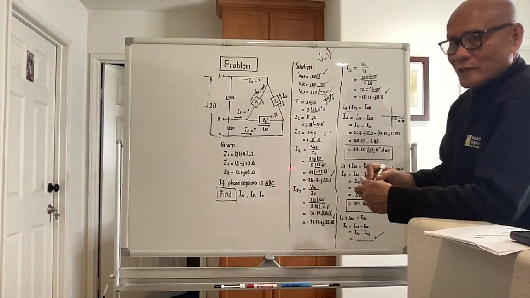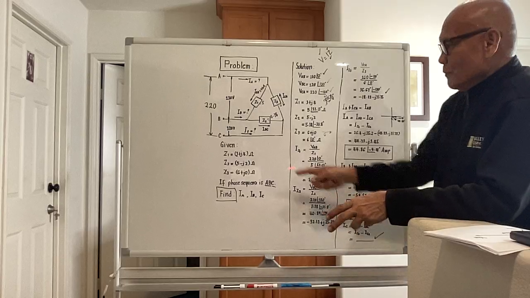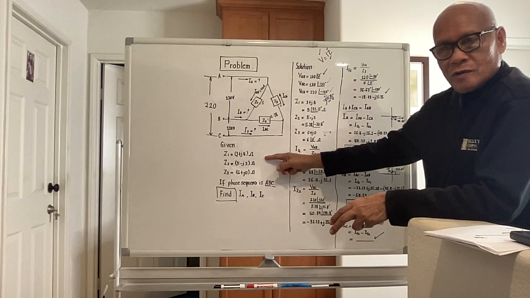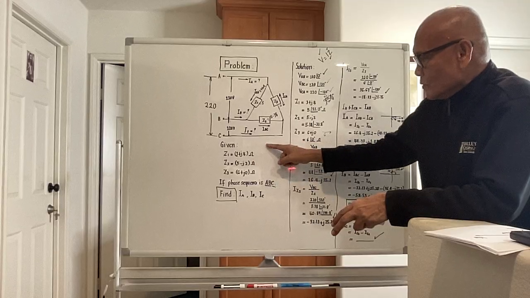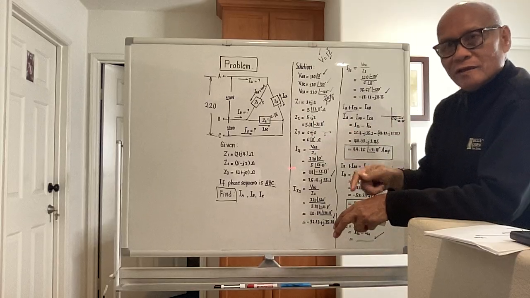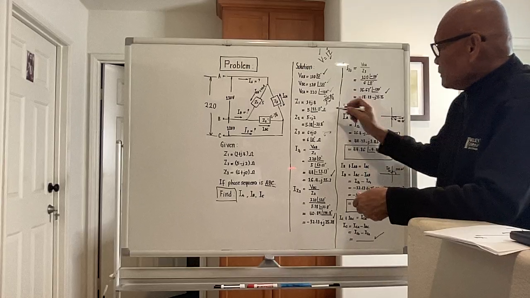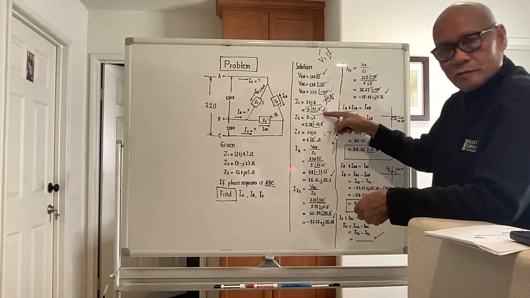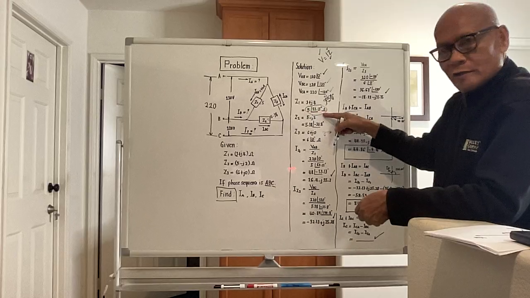But to compute the current, we must change the form of the impedances because the impedances are actually in rectangular form. So we must convert 3 plus j4, 5 minus j2, and 6 plus j0 into polar form because we need the magnitude. For Z1, the value in polar form has a magnitude of 5 and an angle of 53.13 degrees.